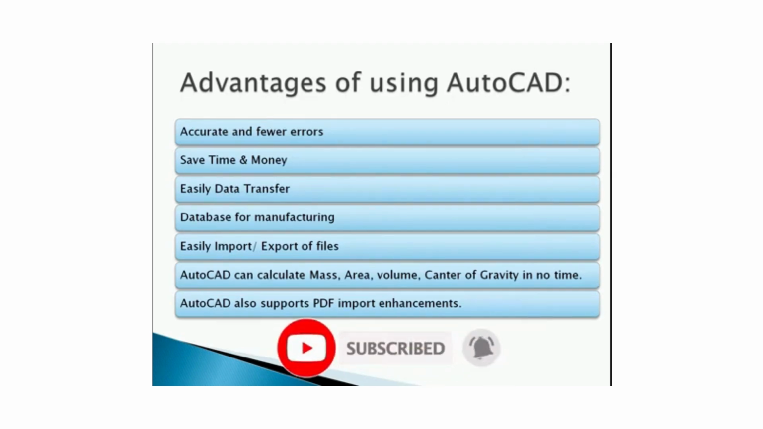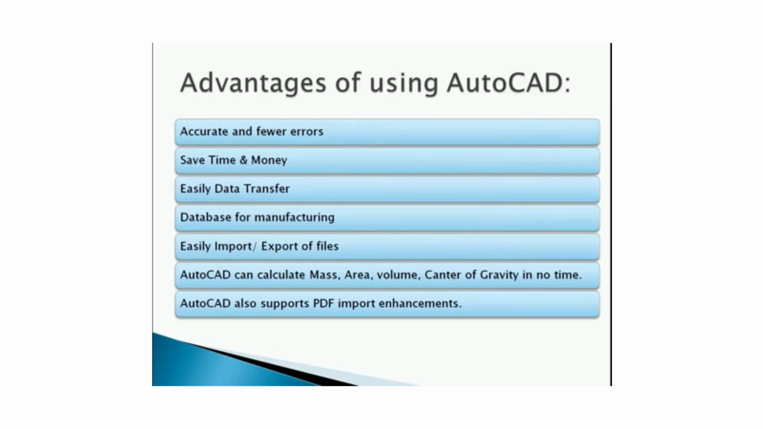Fourth advantage is database for manufacturing. AutoCAD permits creating manufacturing data such as material required for elements, dimension and shape of the models, products and element drawings. It helps in creating and managing a wide database, which is an important part of the production process. So this was the fourth advantage of using AutoCAD, that is database for manufacturing.